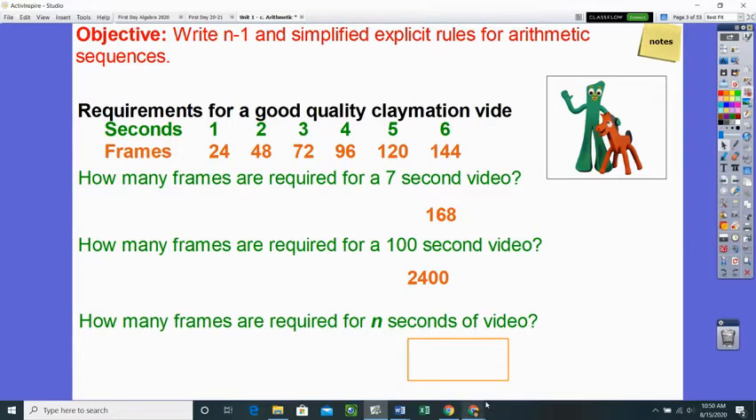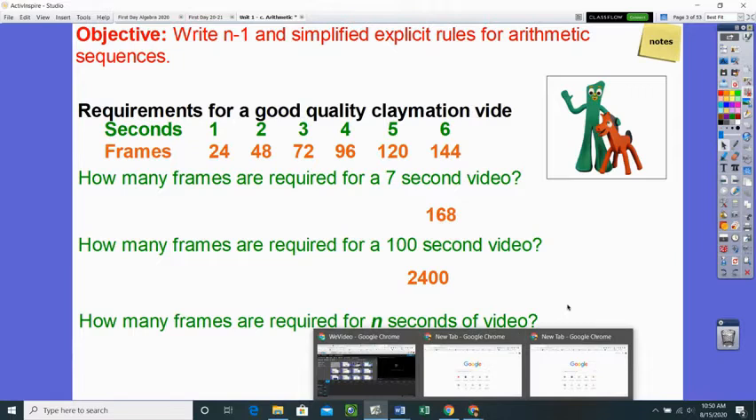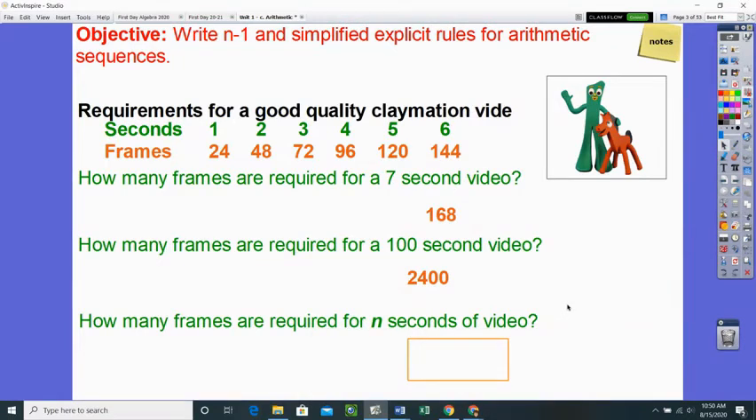So my question to you is, let's get that explicit rule. Let's get that n, that variable in there. So we're going to let n represent the number of seconds. Let's just come up with an expression first, and then we'll make it into an equation. What do you have to do to n to get the number of frames? Well, what we just did is we multiplied it by 24.